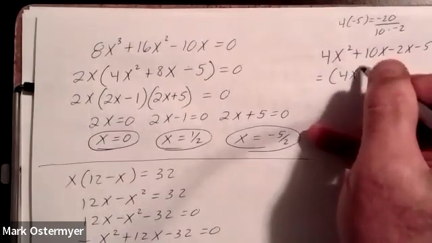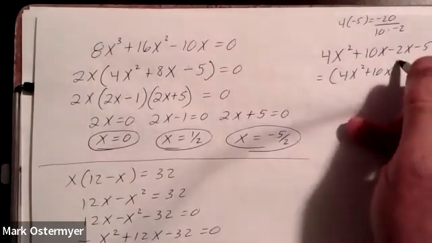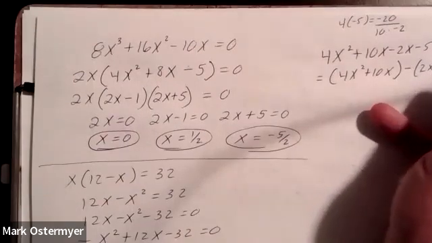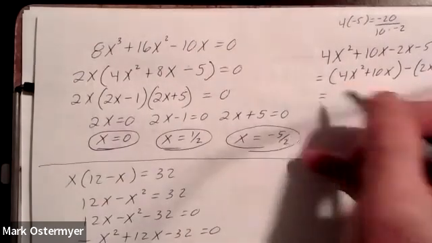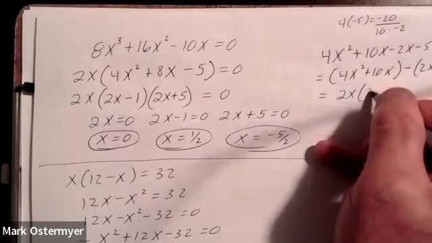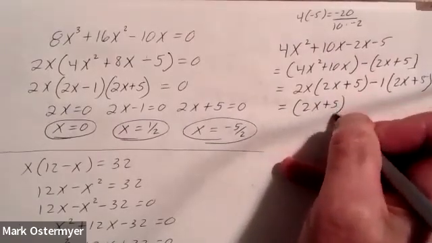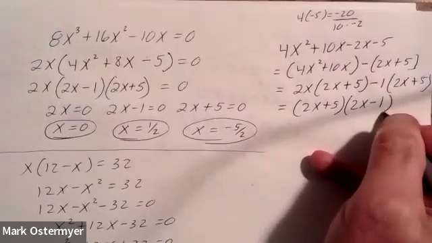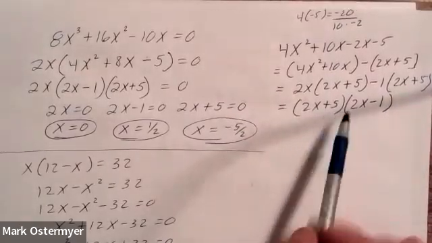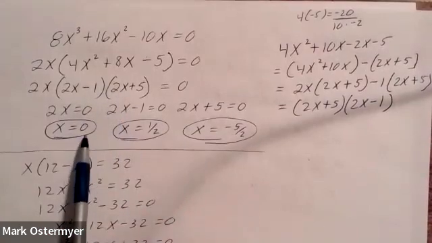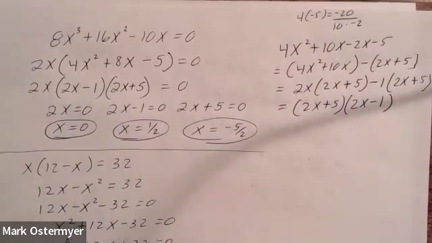Then we group. Factor out 2x. Factor out the 2x plus 5 now. So that's how this factors, and you can see the factorization. Then you set your factors equal to 0 and solve all 3 equations, and those would be your solutions. 3 solutions to a 3rd degree equation.